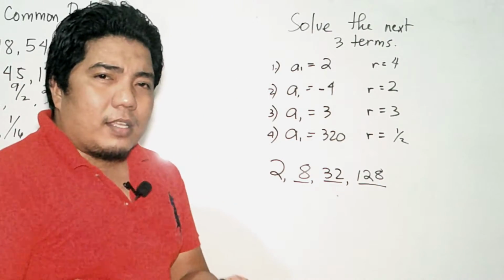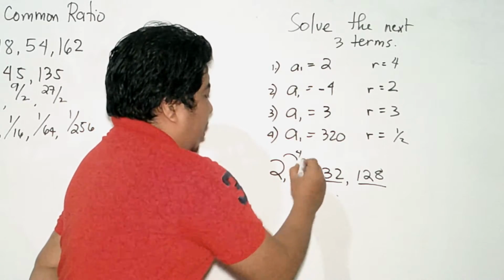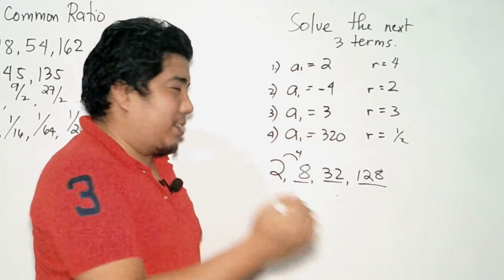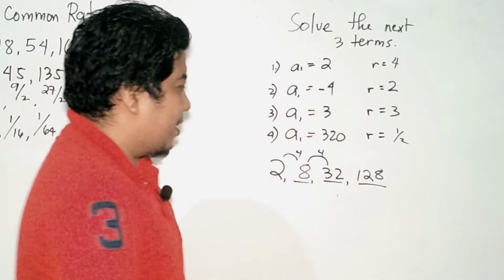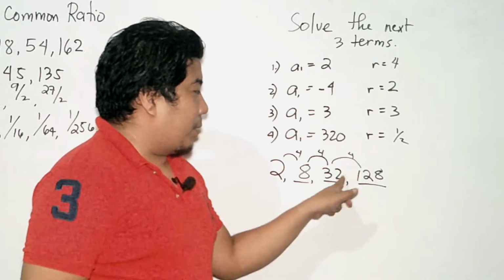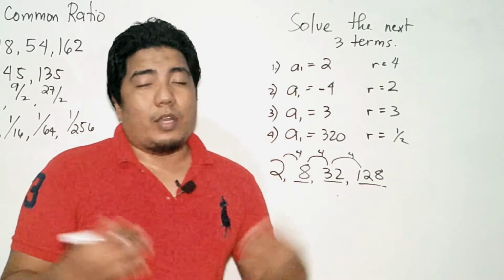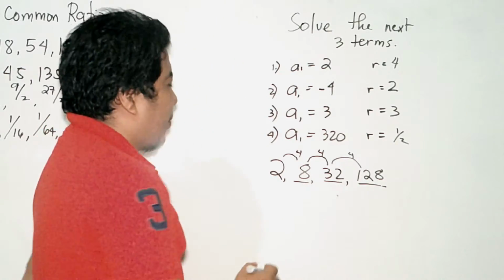You can now check. 2 times 4. Is it correct? Yes. 8 times 4, 32. Is it correct? Yes. And finally, 32 times 4. 4 times 2, that is 8. 4 times 3, that is 12. 128. Okay? Very easy. Now, let's go to the second example.